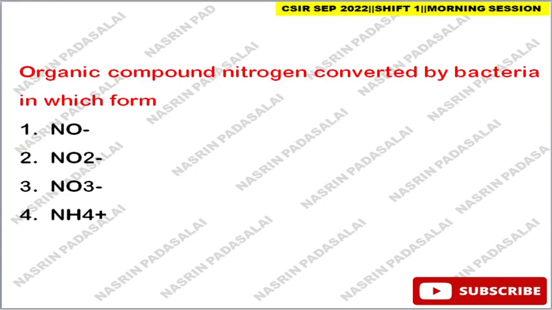Next thing: organic compound nitrogen is converted by bacteria into which form? Bacteria will convert the nitrogen present in the soil to ammonium ion, and this ammonium ion will be taken up by the plant. Okay, so the answer is NH4 plus. Next, nitrification converts ammonium ion into nitrate ion, and denitrification means converting nitrate ion into nitrogen gas. Ammonification is also carried out by bacteria, where the bacteria break down the nitrogen containing compounds present in dead organisms into simpler substances like ammonia.